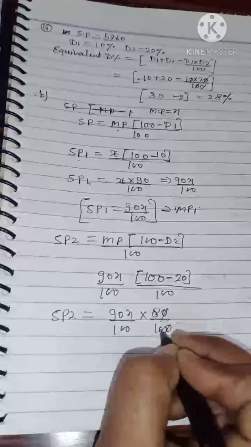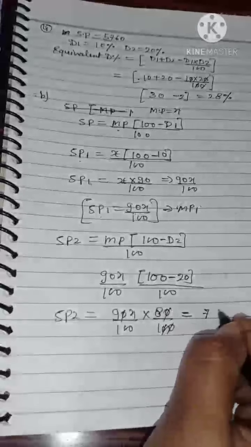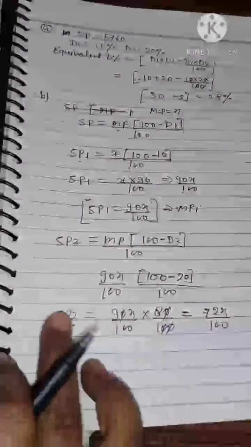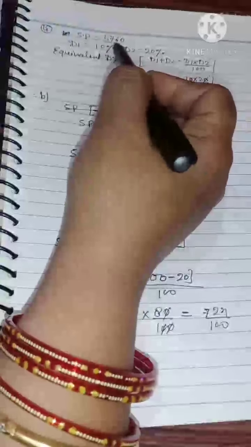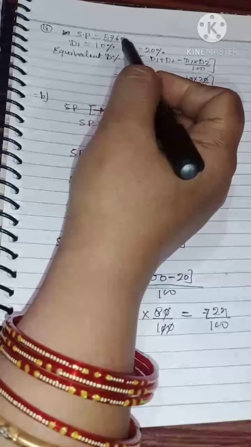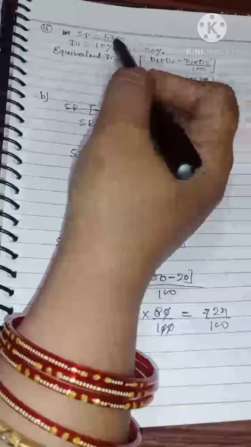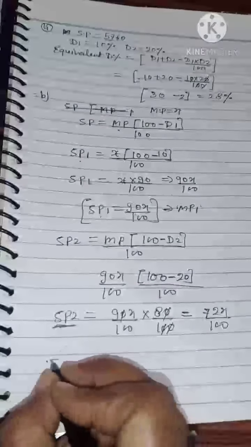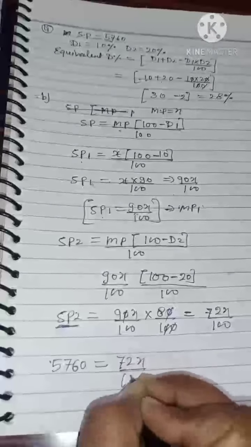So these zeros will cancel. So it will be, beta, 9 8s are 72x upon 100. This will be SP2. But SP2 is already given to you, that he has sold the DVD player at this cost after giving two discounts, 10% and 20%. So 5760 is your SP2. So put the value here. SP2 is already 5760, equal to 72x upon 100. So in this way you will find the answer.